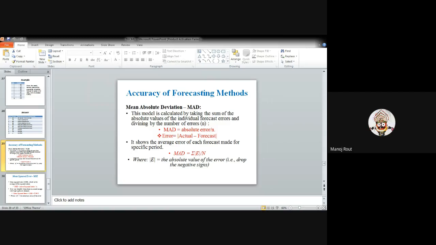So that's all for today. In the upcoming class, we will solve more numericals along with the mean absolute error and different measures. Sir. Yes, yes.